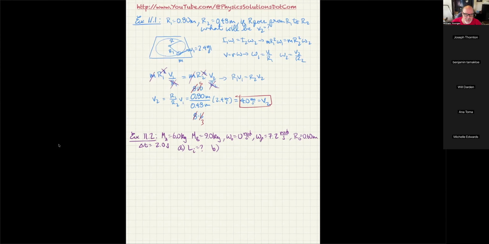For part B, it says the torque. So we want to calculate the torque. That's the question mark. And then part C, they want to know omega 2 is equal to question mark.